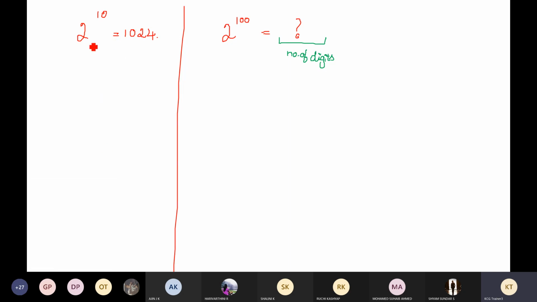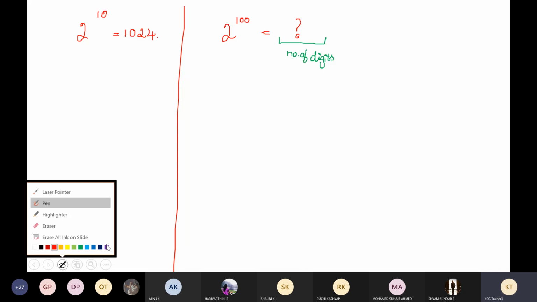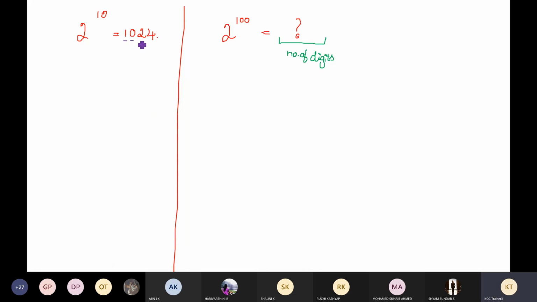For example, if I take 2 power 10, how many digits are there here? So 1, 2, 3, 4. 4 digits. Similarly, just find out how many digits will be there here and tell me. That is the question. Okay. How many digits will be there? How do I do this, sir?